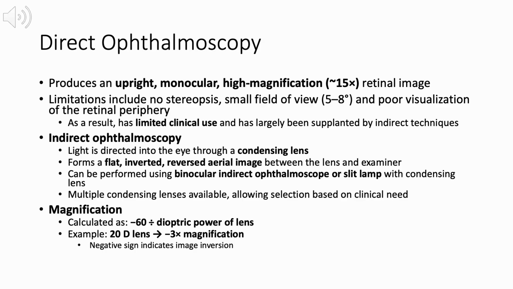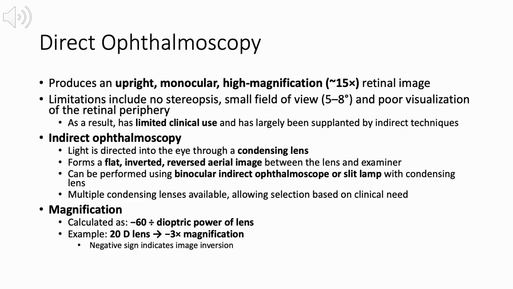Building on the general principles of clinical evaluation and imaging, ophthalmoscopy remains a core component of retinal examination. Direct ophthalmoscopy produces an upright monocular retinal image with high magnification of approximately 15x. However, its lack of stereopsis, limited field of view of about 5 to 8 degrees, and poor visualization of the retinal periphery significantly restrict its utility. For these reasons, direct ophthalmoscopy now has limited clinical use and has largely been replaced by indirect techniques.